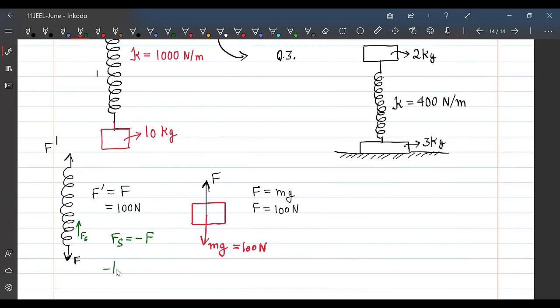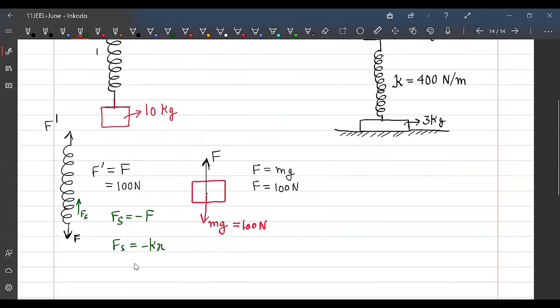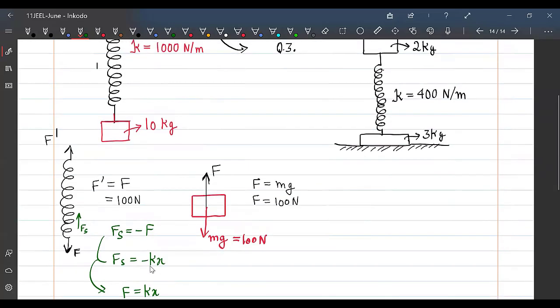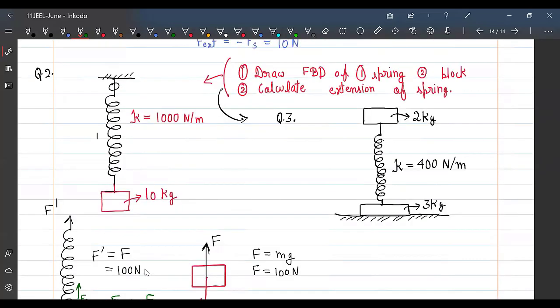ठीक है. सो नेगेटिव ऑफ F दैट इज माइनस 100 न्यूटन. Fs की वैल्यू लिख सकते हैं माइनस kx. Fs इज इक्वल टू माइनस kx. यहाँ से F इज इक्वल टू kx आ जाएगा. On comparing these two, F is equal to kx. और यहाँ से x को सॉल्व कर सकते हैं. That will be 0.1 मीटर. ठीक है. अभी सब कुछ मेथड से करना है. अगर मेथड से नहीं करेंगे तो बाद में कंफ्यूजन होगा, तो कॉम्प्लिकेटेड होंगी चीजें.